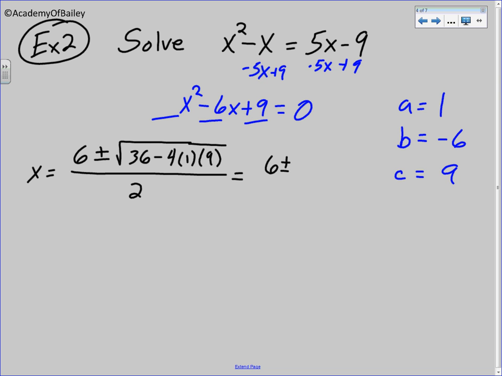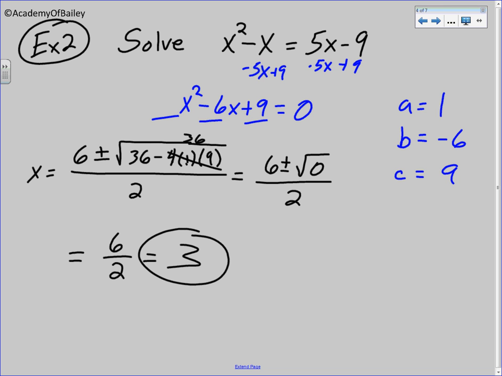So let's go ahead and simplify under the radical. 4 times 1 is 4, times 9 is 36. So this is really 36 here. What is 36 minus 36? 0. And then therefore, the square root of 0 is 0, and all we're left with is 6 over 2, which is 3. And that's the same solution we got from factoring.